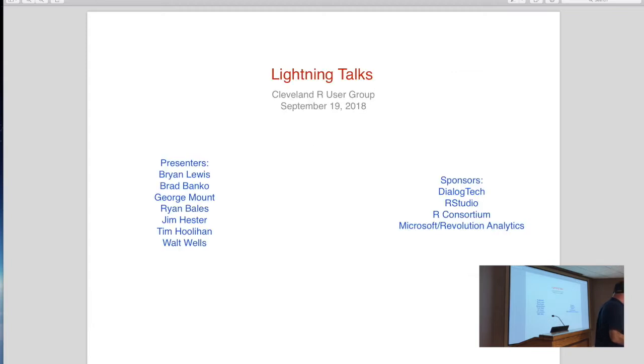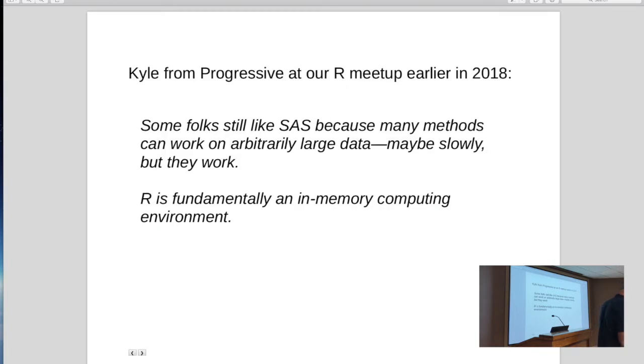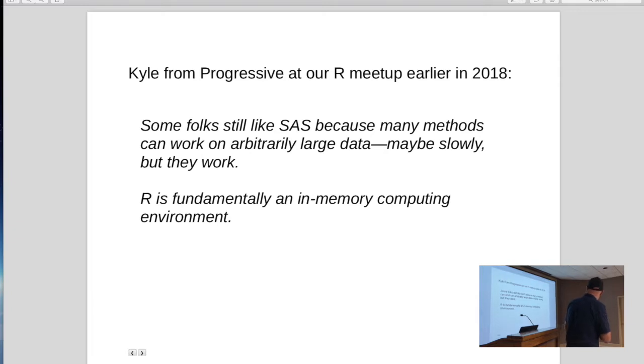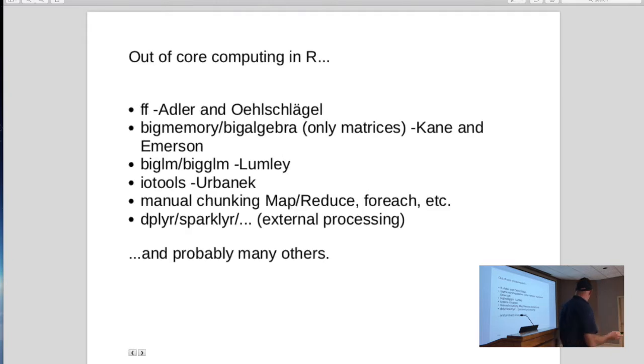I'm Bryan. We had this guy from Progressive here earlier this year who gave a really interesting talk about lots of things. One of the things he said was that some folks still like SAS because many of their methods just work on arbitrarily large data. They may run very slowly on those data, but they just work. Whereas conversely, R is fundamentally an in-memory computing system, which is true, kind of.